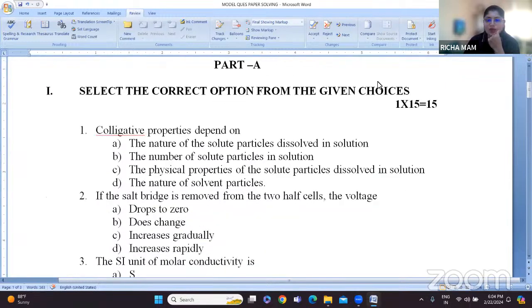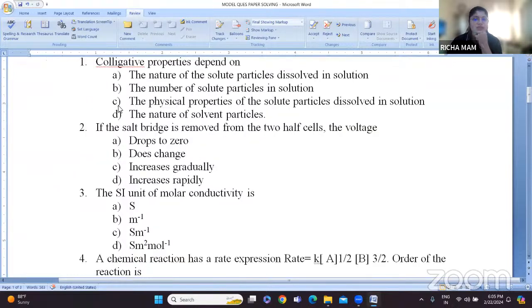Now, as we have already discussed the blueprint in the first session, you know that multiple choice questions will be asked for 15 marks. So 15 questions will be there for multiple choice questions. We'll start with Part A, which consists of 15 questions, so we'll start with the MCQs.